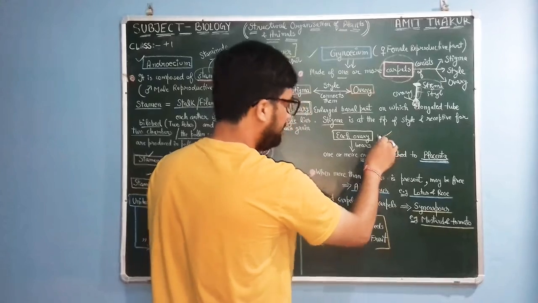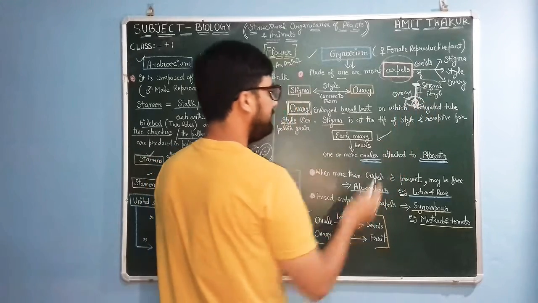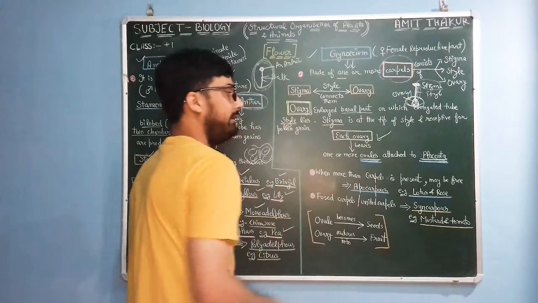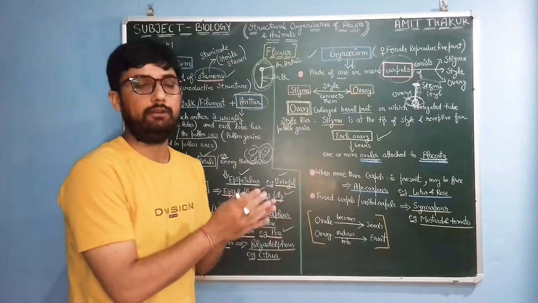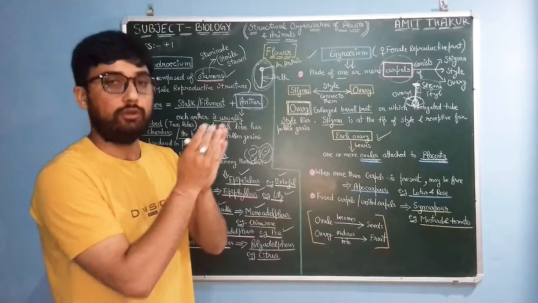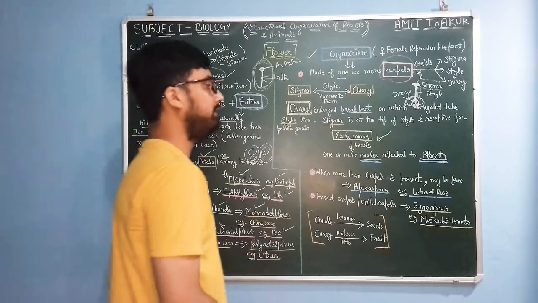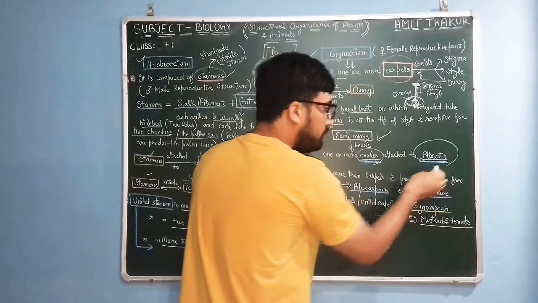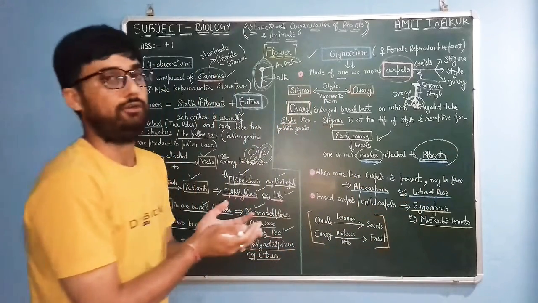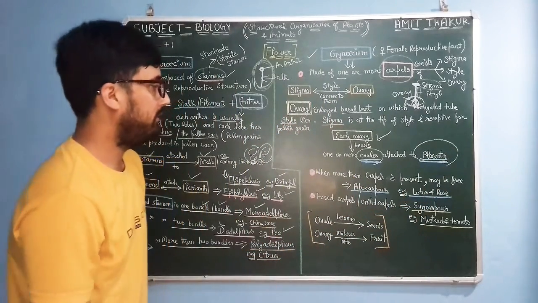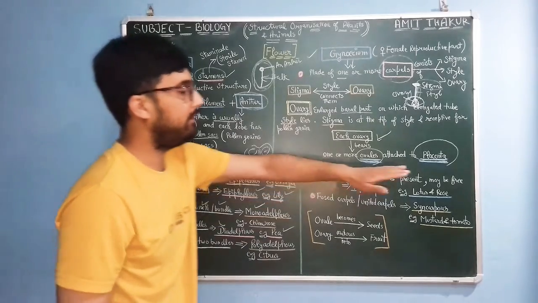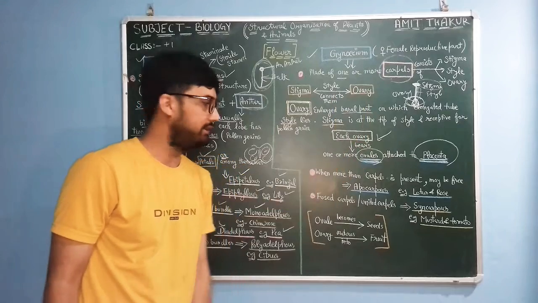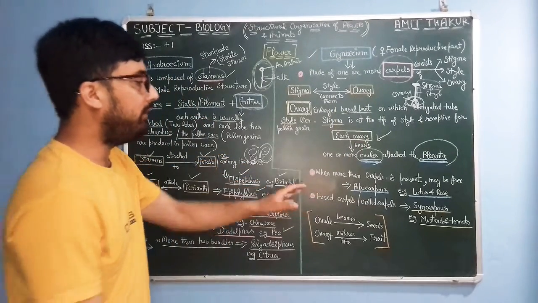Each ovary bears one or more ovules. That means in each ovary there are one or more ovules, and these ovules are attached to a cushion-like structure that is known as placenta. We will discuss placenta and placentation in the next lecture.